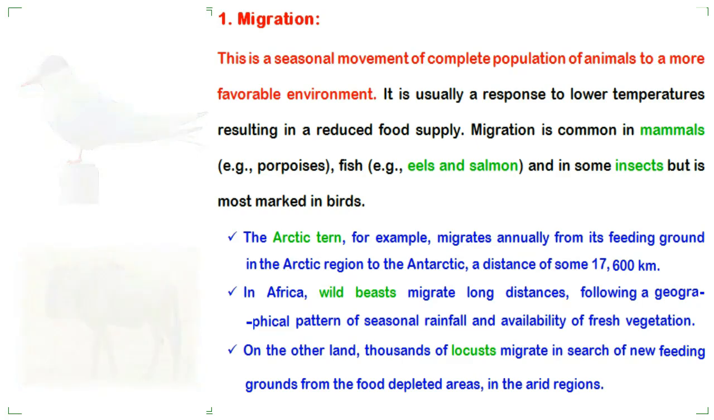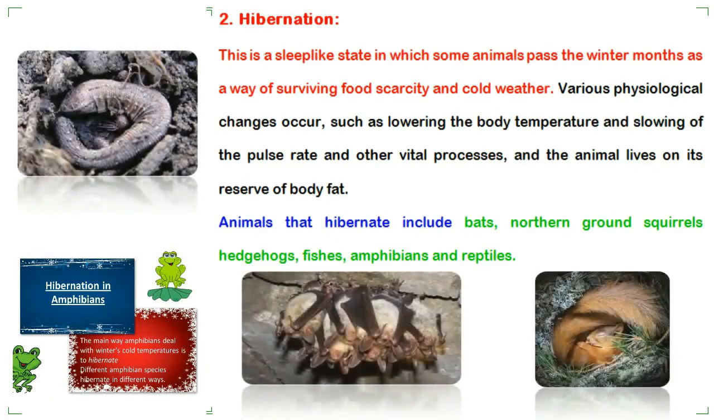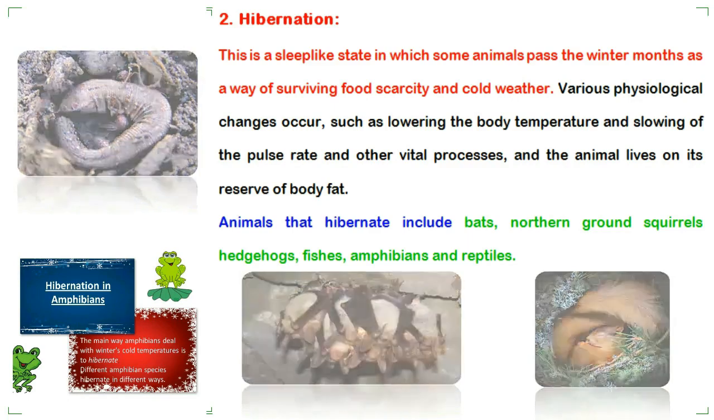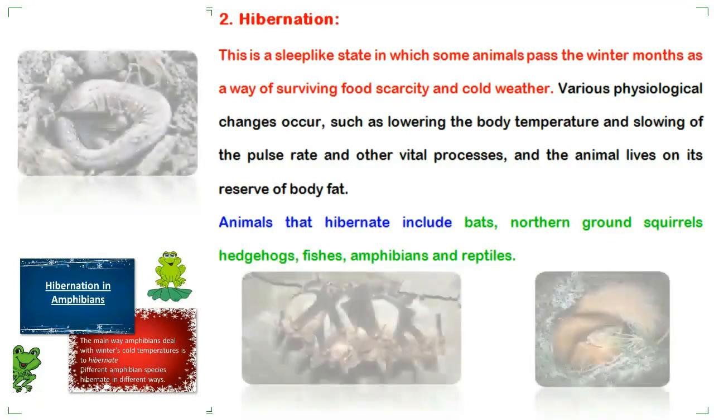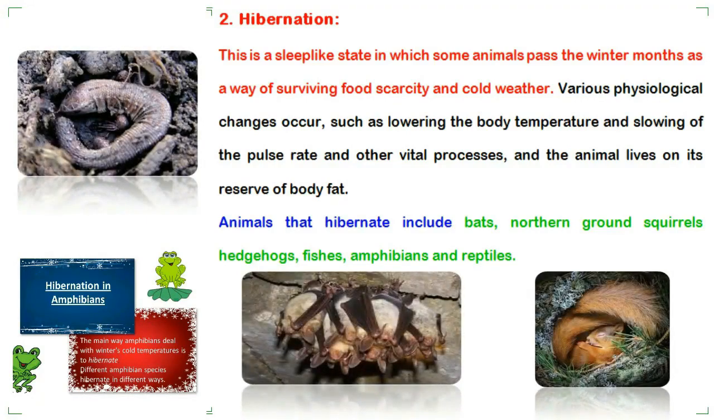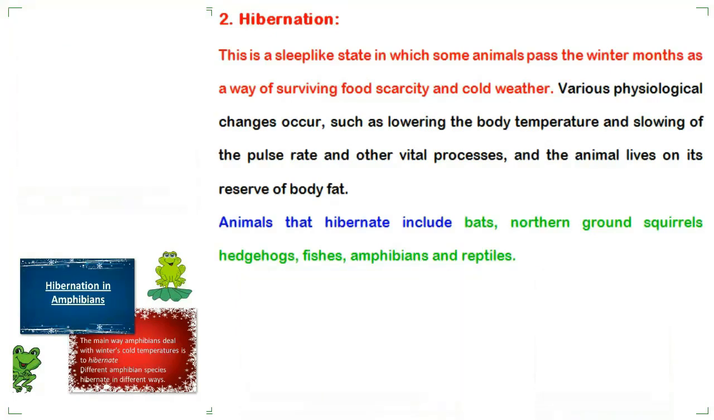Hibernation. Hibernation is a sleep-like state, in which some animals pass the winter months, as a way of surviving food scarcity and cold weather. Various physiological changes occur, such as lowering of the body temperature, and slowing of the pulse rate and other vital processes, and the animal lives on its reserve of body fat. Animals that hibernate include bats, northern ground squirrels, hedgehogs, and many fish, amphibians and reptiles.